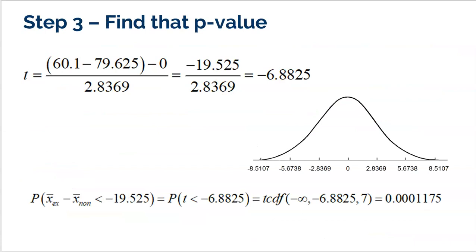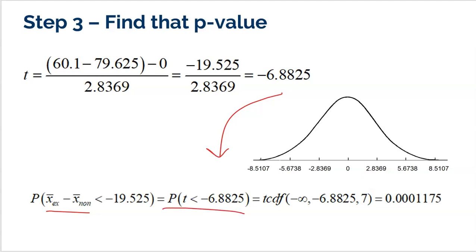So my difference was the 60.1 minus 79.625. Again, a difference of exactly negative 19.525 divided by my standard error, 2.8369, is negative 6.8825. That is way down here somewhere, clearly significant. So the p-value is the probability that a difference is even lower than mine. The probability that any other difference between two groups, exercise, non-exercise, is lower than mine, more extreme than mine. That's the probability that a t-score is even less than mine.